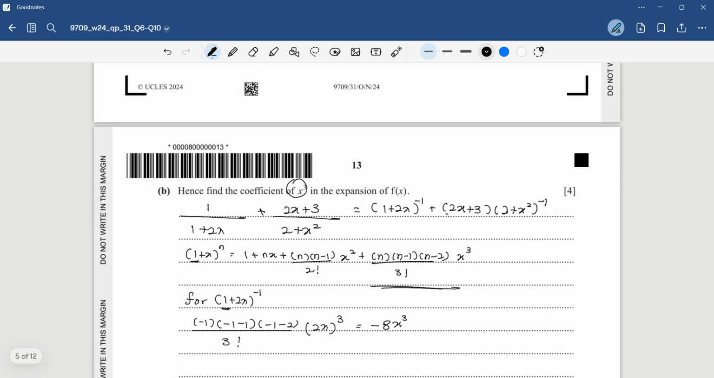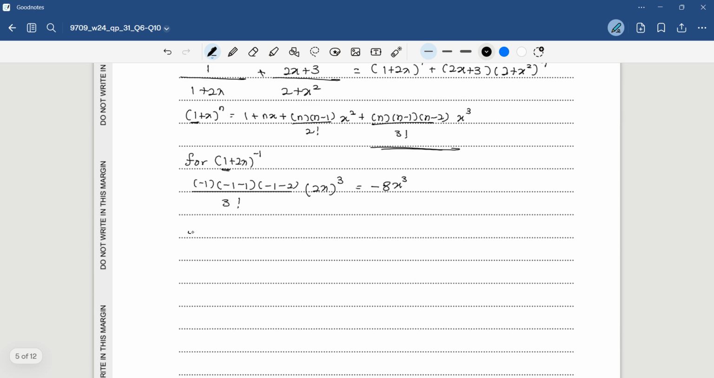And then for this case, for 2x plus 3, 2 plus x squared to the power of negative 1. For this, I can only get the cubic if I multiply nx with this, because the other is already squared. So this multiplied with 2x, I'll get the cubic. So it's going to be 2x.